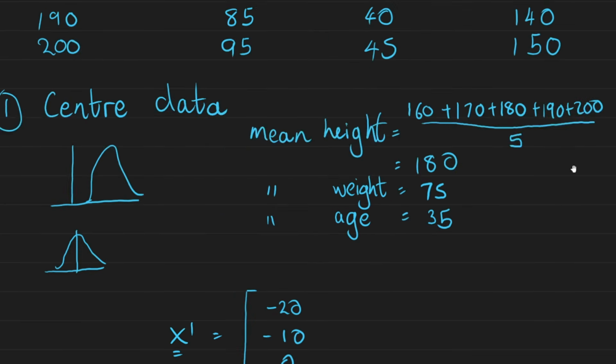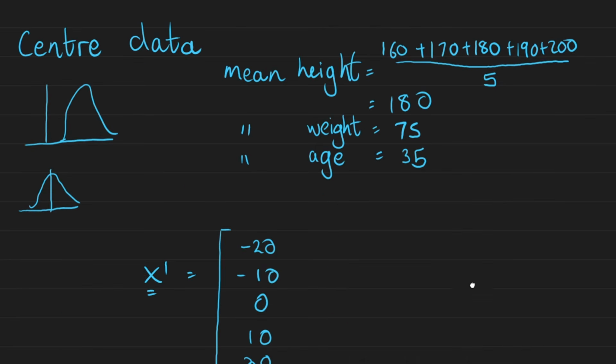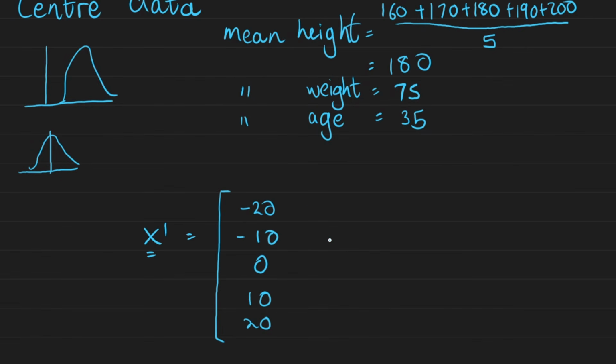We're going to do the same thing for the remaining columns. We take weight and subtract the mean, and then finally age and subtract the mean age. If we do that, we get, again, minus 20, minus 10, 0, 10, and 20. And then for the age column, it's going to be minus 10, minus 5, 0, 5, and 10.